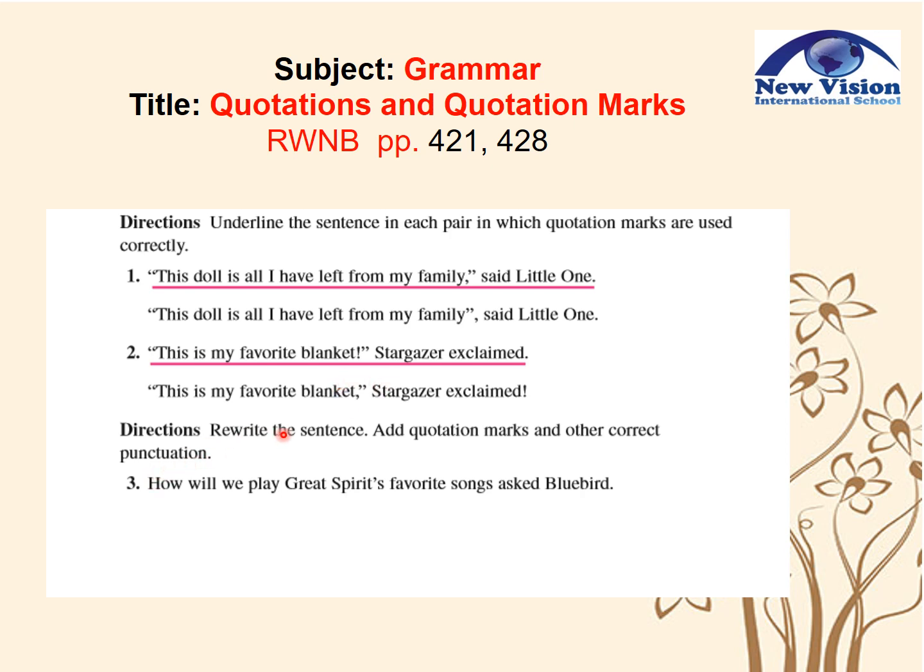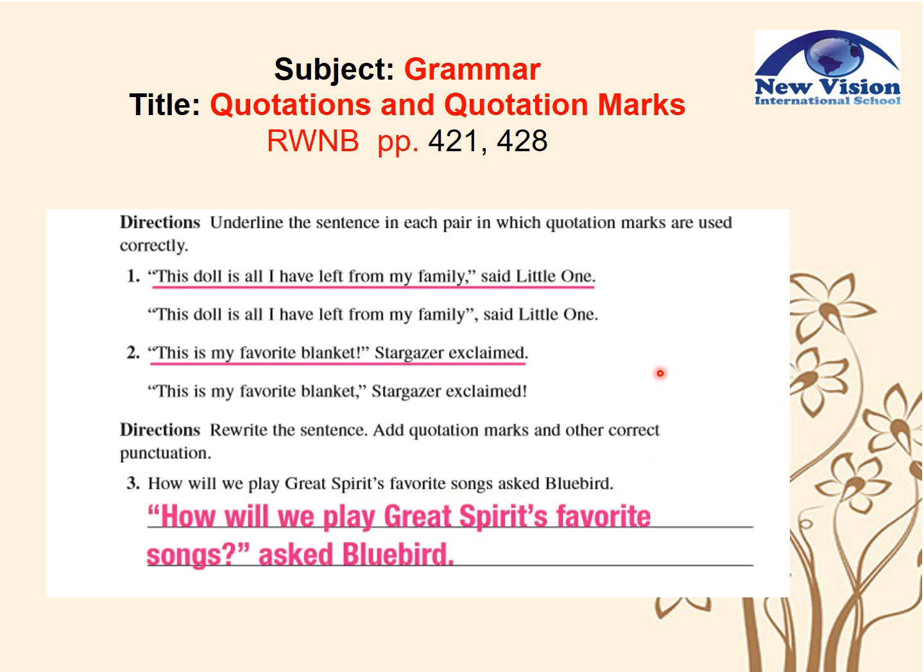Number 3. Rewrite the sentence and add the quotation marks and other correct punctuation. How will we play Great Spirit's favorite songs? Asked Bluebird. Now, this is the correct answer: "How will we play Great Spirit's favorite songs?" Quotation marks are placed before "how" and after "songs." And since it's asked, it's a question mark. And then there must be a period.